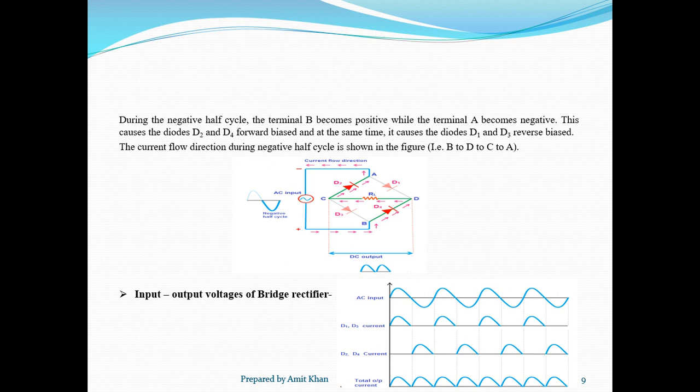And here we can also see the input-output voltages of the bridge rectifier. First one is the AC input, then the D1, D3 current, and then the D2, D4 current, and then the total output current. One for the positive half cycle, another for the negative half cycle. D1 and D3 conduct for the positive half cycle, D2 and D4 for the negative half cycle.